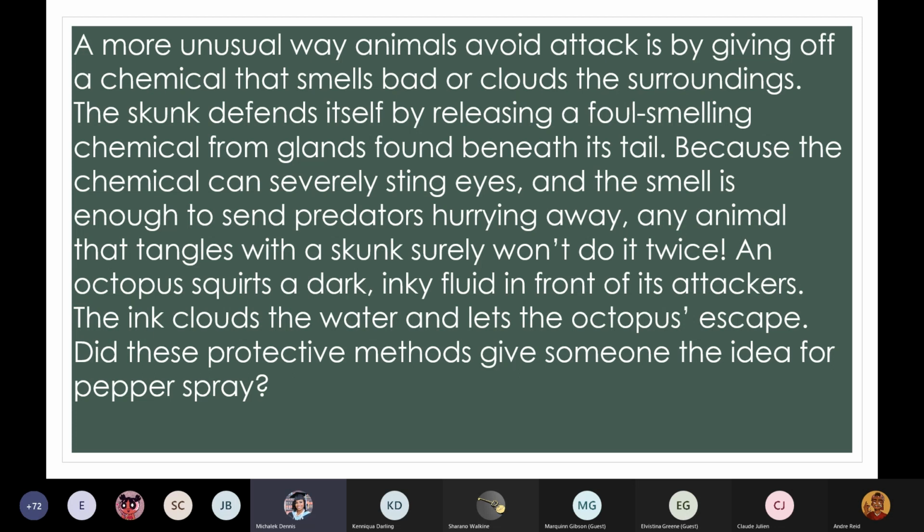An octopus squirts a dark, inky fluid in front of its attackers. The ink clouds the water and lets the octopus escape. Did these protective methods give someone the idea for pepper spray? Are you guys able to identify the topic sentence in this paragraph?